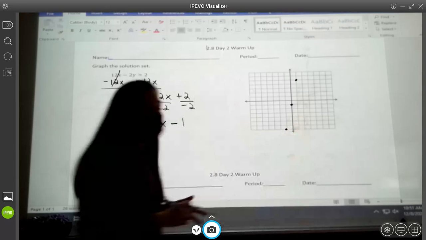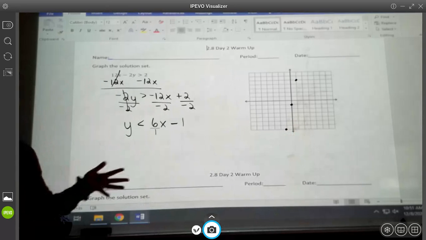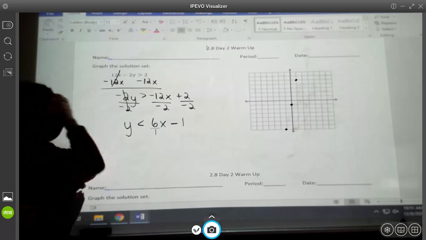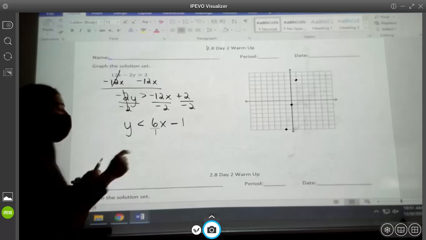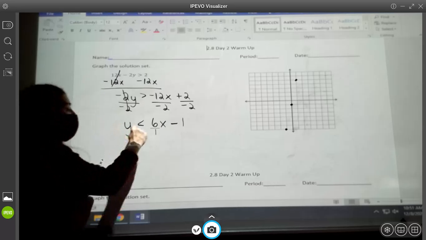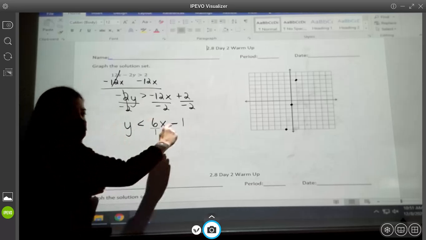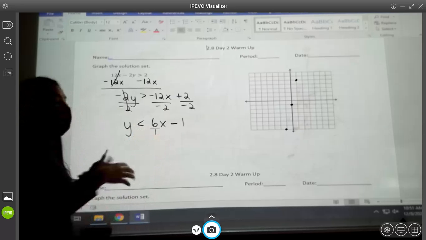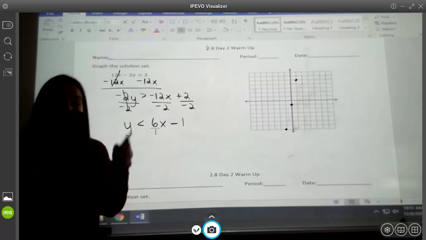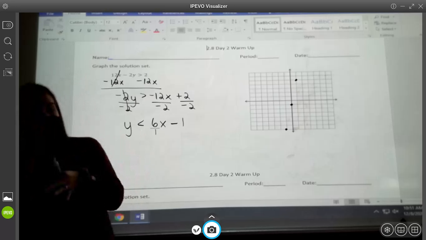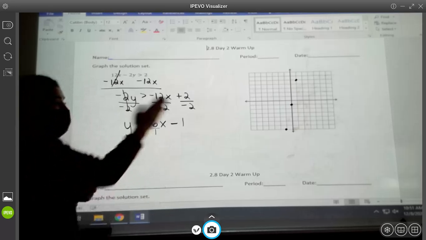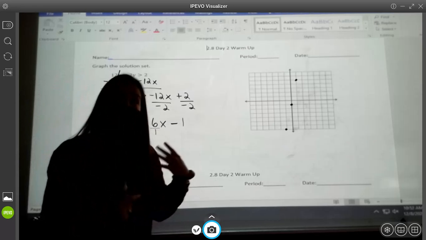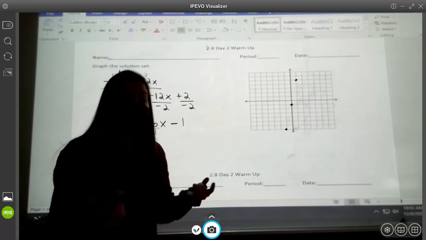Okay, probably the most annoying part is whether you want a dashed or a solid line. According to this problem, the answers are only the y values that are less than the points on this line. But I'm not allowed to equal the points on this line, which means the line purely acts as a boundary between our answers and our non-answers. But any point on the line is not included. So to show the points on the line are not included, we put a dashed line.